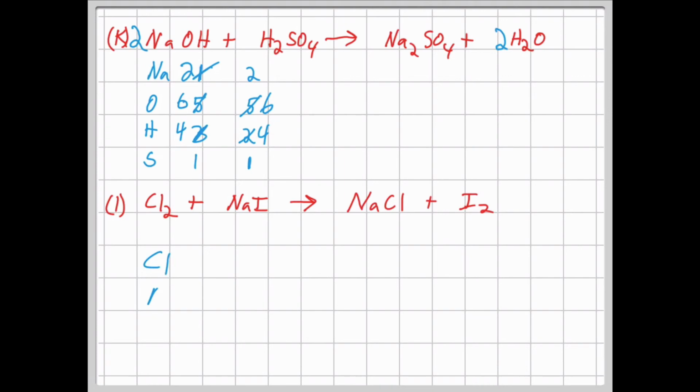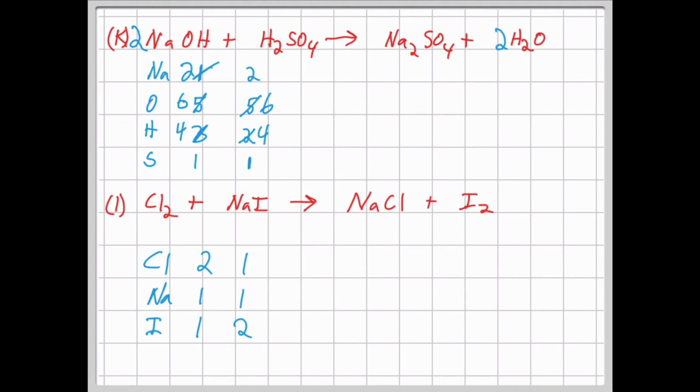Here we have chlorine, we have sodium and iodide. This is chlorine gas plus sodium iodide, which is a salt, gives us sodium chloride and iodine, which is metallic, well, semi-metallic, the elemental form of iodine. On the left, we have chlorine, we have 2 of those. We have 1 sodium and we have 1 iodide. On the product side, we wind up with 1 chloride, 1 sodium, and we wind up with 2 iodides, 2 iodine atoms.